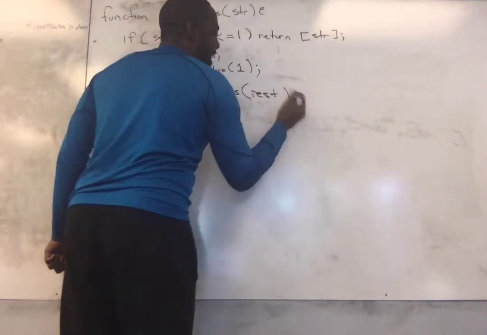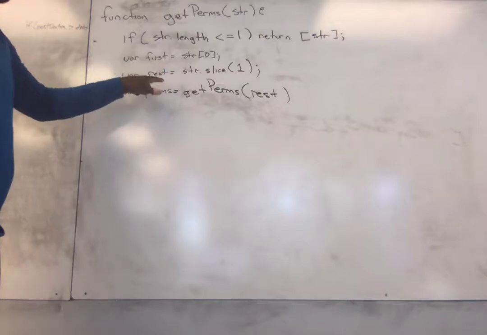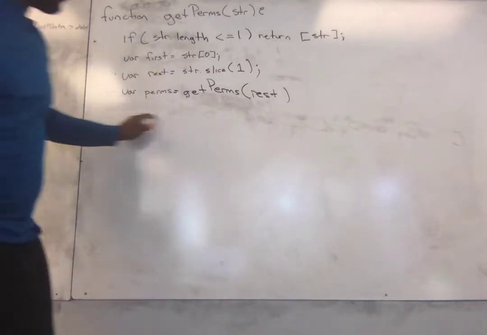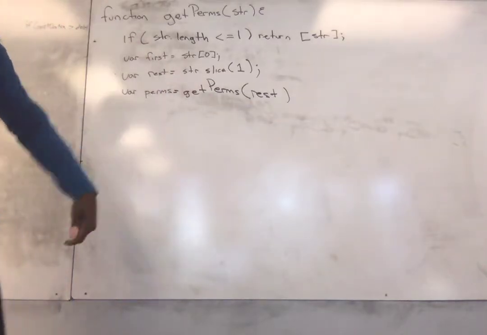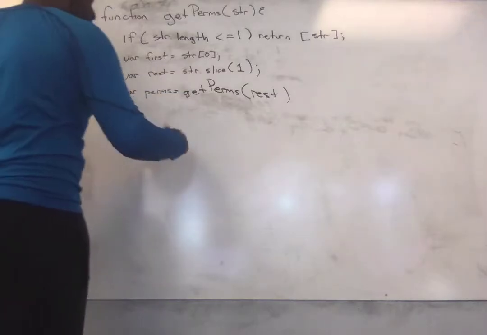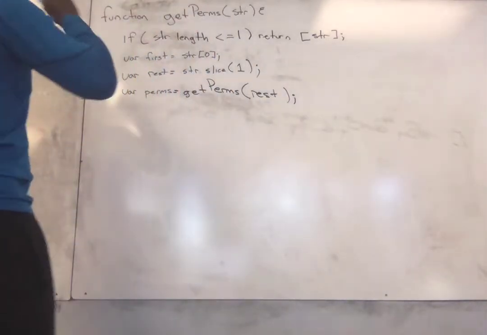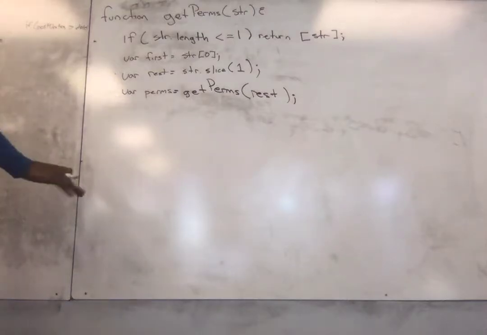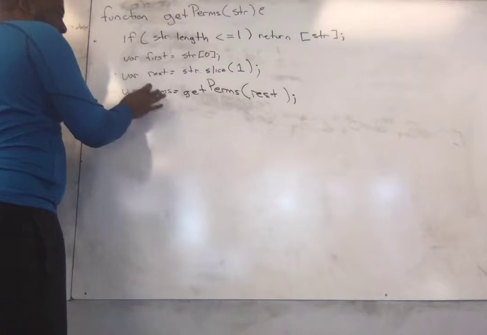So again, this would be like in the first solution, A, B, and C. We chopped off the first letter. Rest would be B and C. And then we're going to send the rest of that string to this function and let it come back after it solves its subproblems. Okay? So var perms equals getPerms with rest.